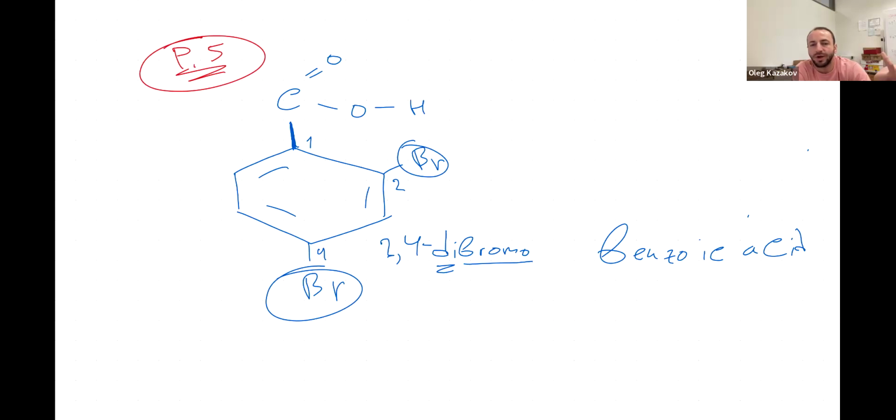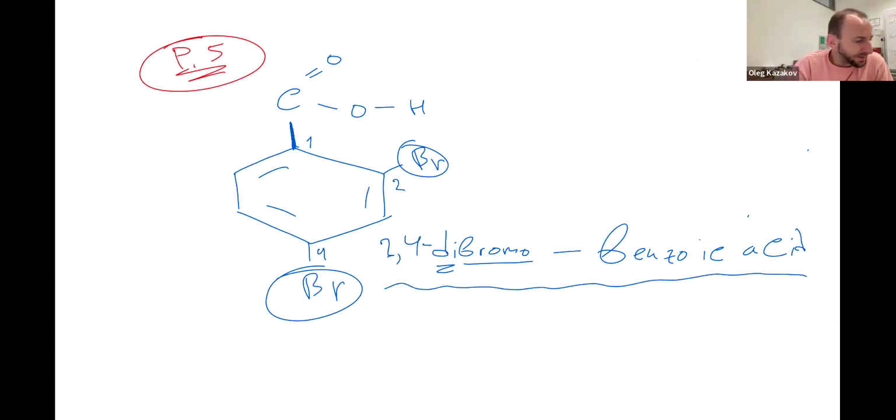There are no other options, right? You cannot attach 2 bromines to this carbon 4, for example, because it will become a pentavalent carbon. So we need to be constrained by the rules. That's why we ask those questions. How many bonds can a carbon make, things like that. So 2,4-dibromo benzoic acid will be formed as a result here.